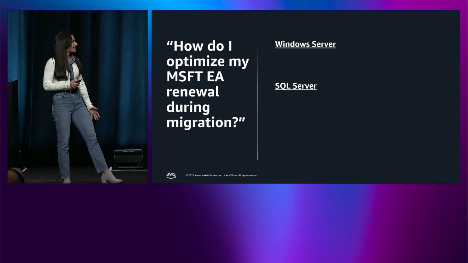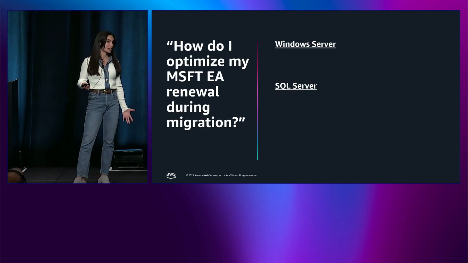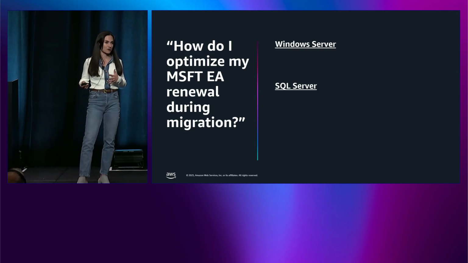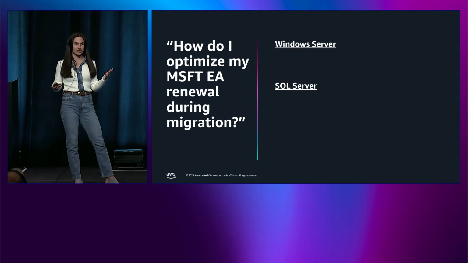All right, wrapping up this section. So the final question that we usually address in an OLA is how do I optimize my Microsoft Enterprise Agreement renewal? Again, we highly encourage doing one of these exercises 6 months to 1 year in advance of your EA renewal so you can go into that conversation with the insights from the OLA, especially if you're seriously considering a cloud migration within the next year as well.